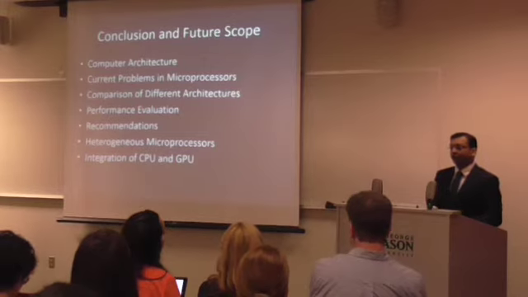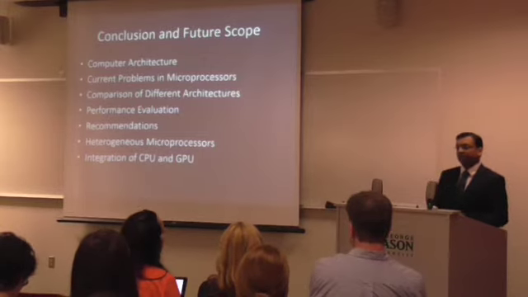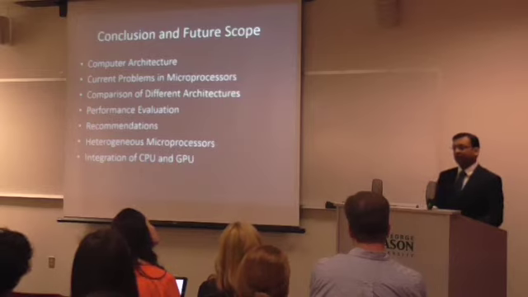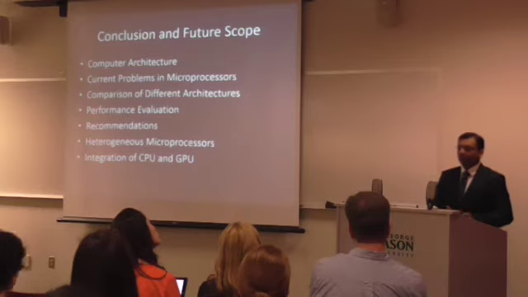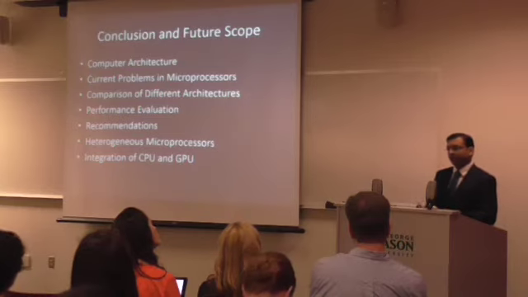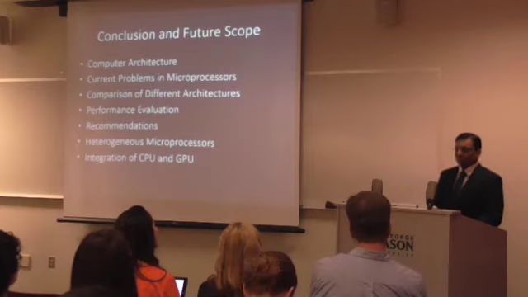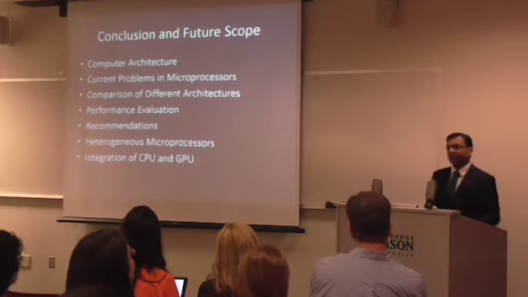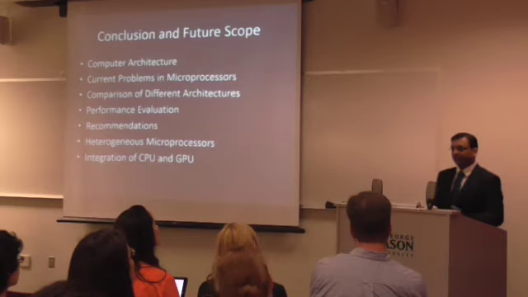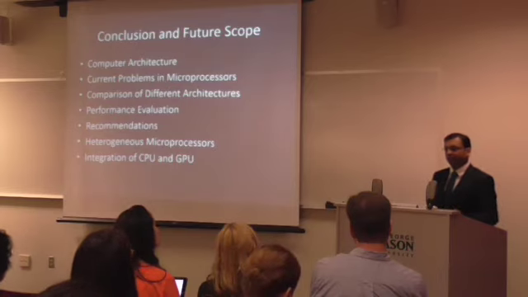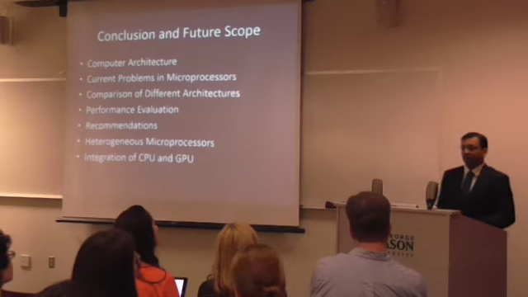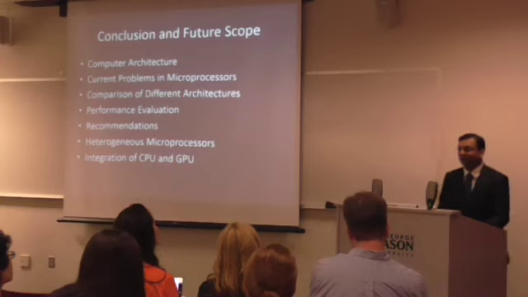And the future of multi-core processors is the heterogeneous microprocessor. This is a new thing which is coming up right now, where one core runs on one architecture and another core runs on a different architecture. The other future scope is integration of CPU and GPU. Professors and researchers are now proposing that we can integrate GPUs, graphics processing units, and central processing units, to combine them together and get more performance. By 2012, we can achieve this performance.